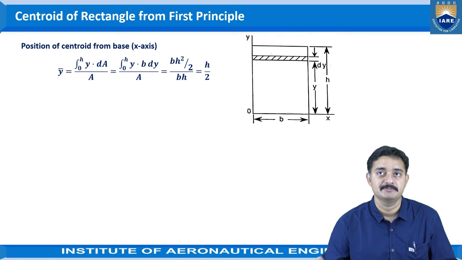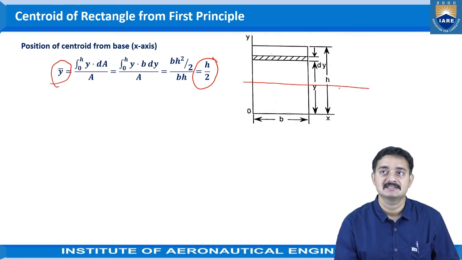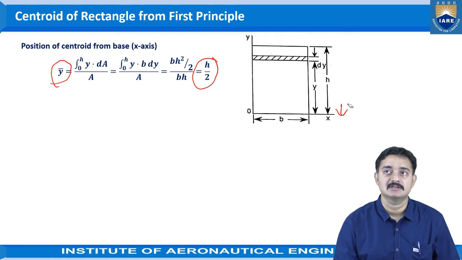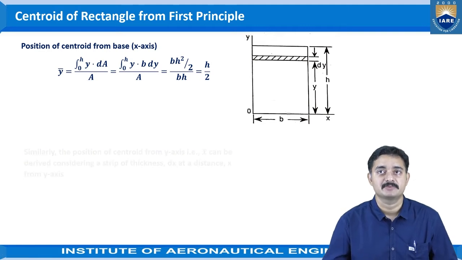Here the area of the strip dA is taken as b into dy, divided by A. When we evaluate this integration, we obtain bh squared by 2, divided by bh. When you simplify this, you obtain h by 2. So this h by 2 is the distance of the centroid from the x-axis, exactly at the center of the lamina or the rectangle. This is the procedure to identify the centroid's distance using the first principle.